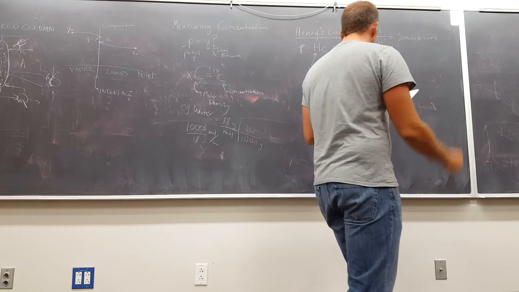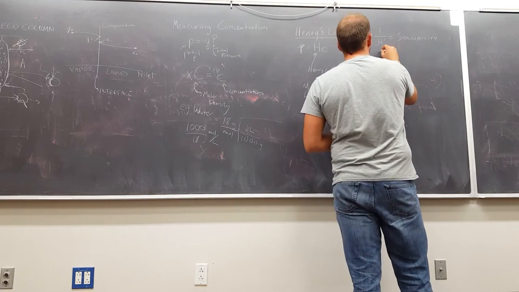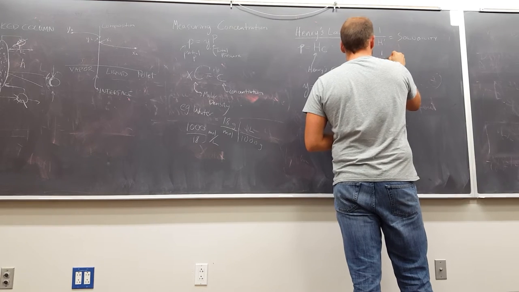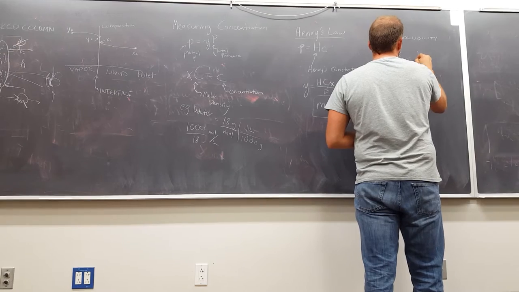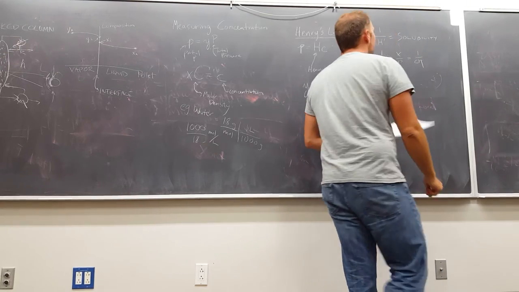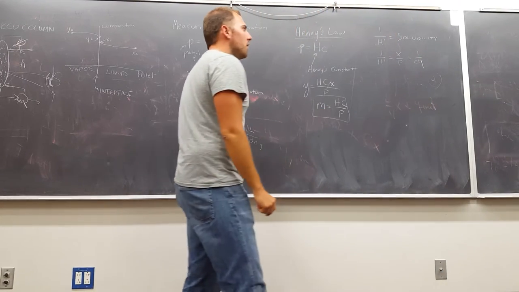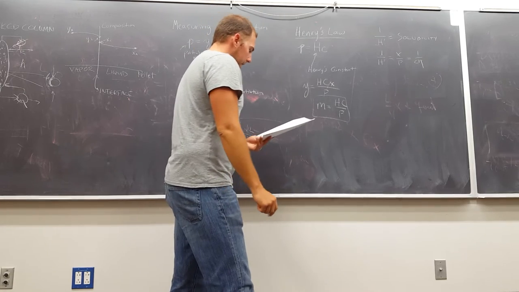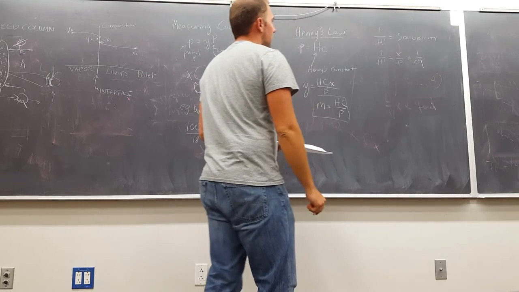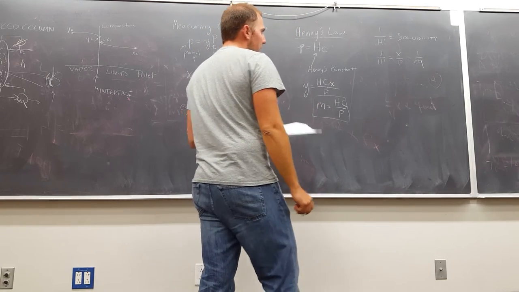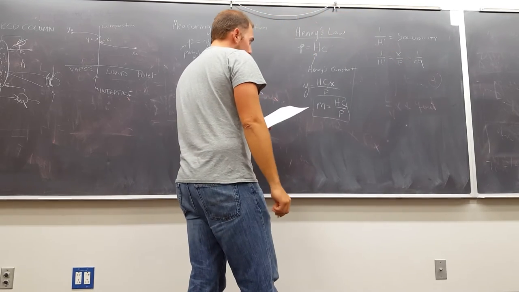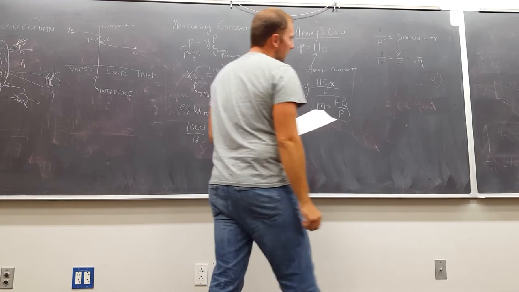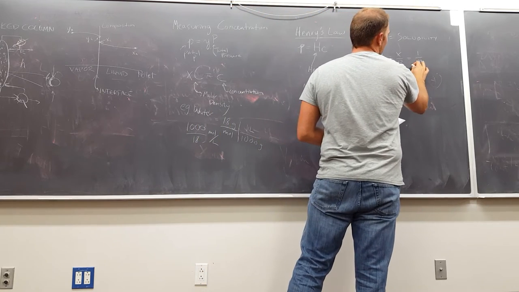H prime, 1 over H prime is X over P, which is also 1 over CH. Solubility, I think, in practice will be given for the most part. Is that little p? Big P. No tail, big P. Is that a big C? Yeah. Are you saying on the left side of solubility?